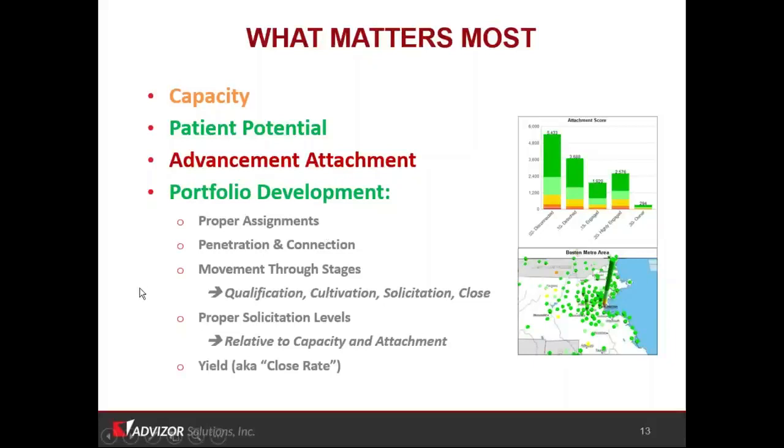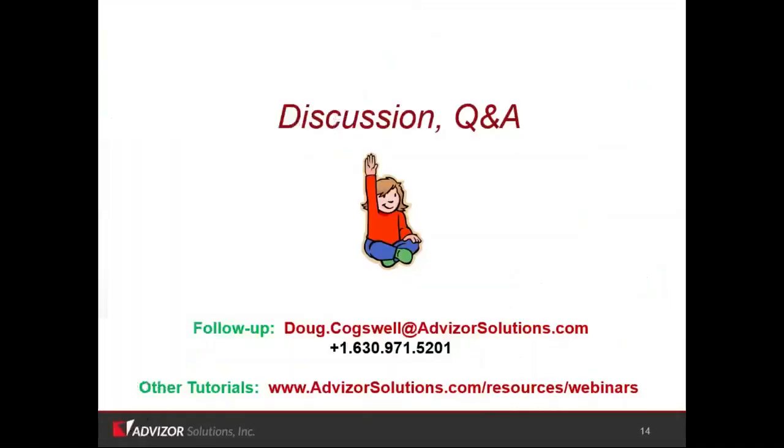And then you want to manage the portfolio, so that making sure that if they're assigned, they're getting connected with, they're moving through stages in an efficient way, we're soliciting them at the right level, not under-soliciting. And then we get reasonable yields from the major gift officers and actually getting these solicitations closed. So that kind of concludes the formal part of today.